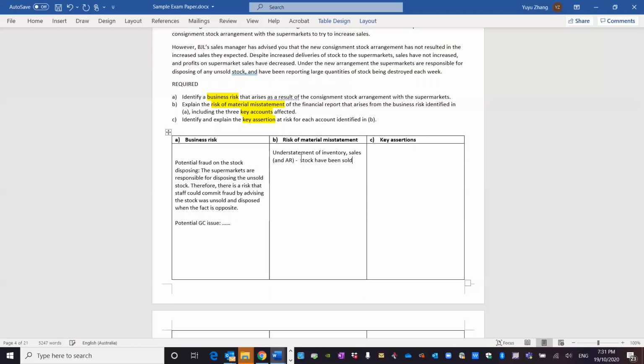Stock has been sold and the proceeds maybe have been illegally kept by the staff instead of reported on the GL, or stock still on hand, or have been taken by staff illegally. So in the first case, that is understated sales. The second case, that is understated inventory, right?